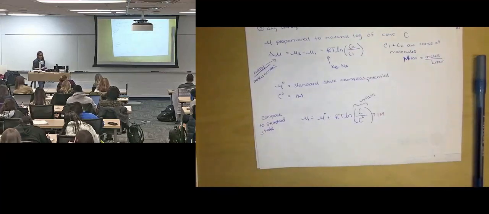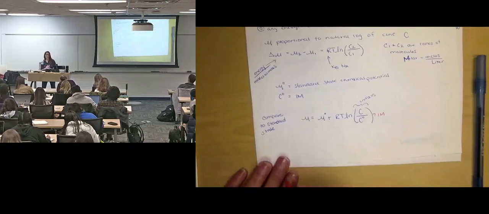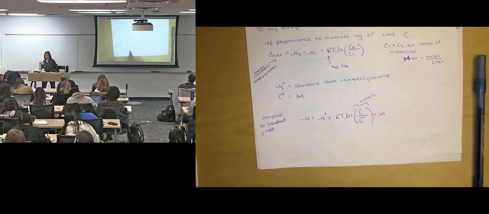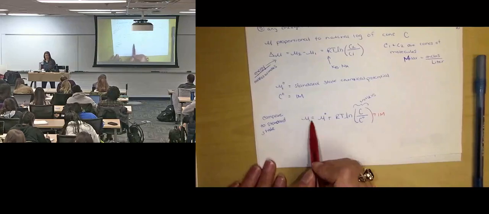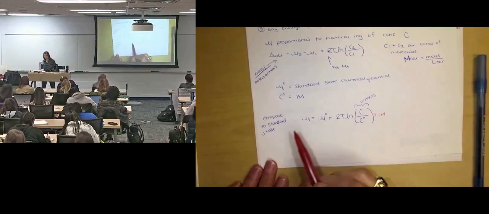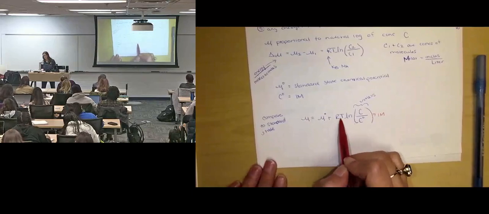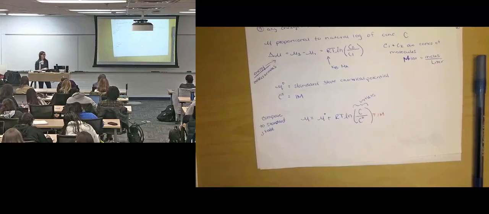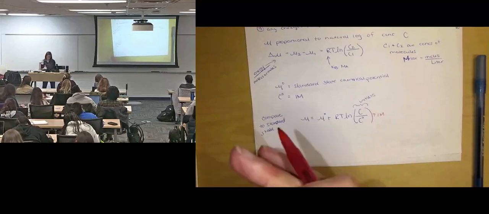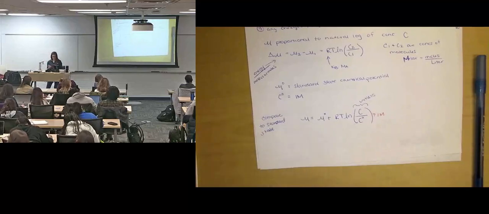Okay? So I think what you'll start to see going forward is that if I want to calculate chemical potential of something, I can calculate it relative to standard state by looking at standard state chemical potential plus gas constant times temperature times the natural log of the concentration I'm at. Okay? And I won't write the 1 on the bottom.